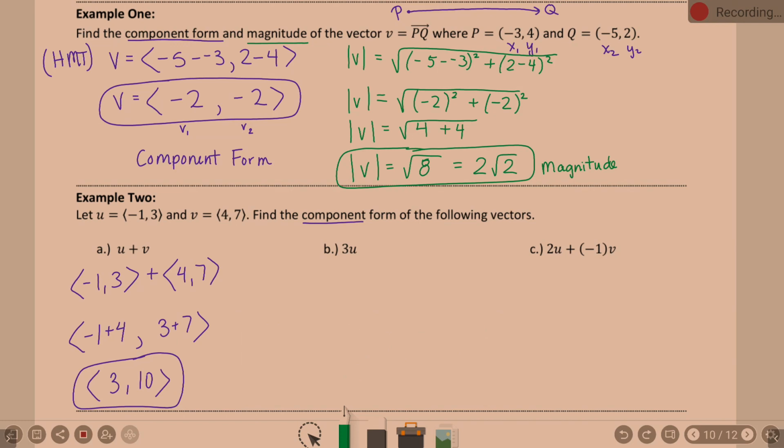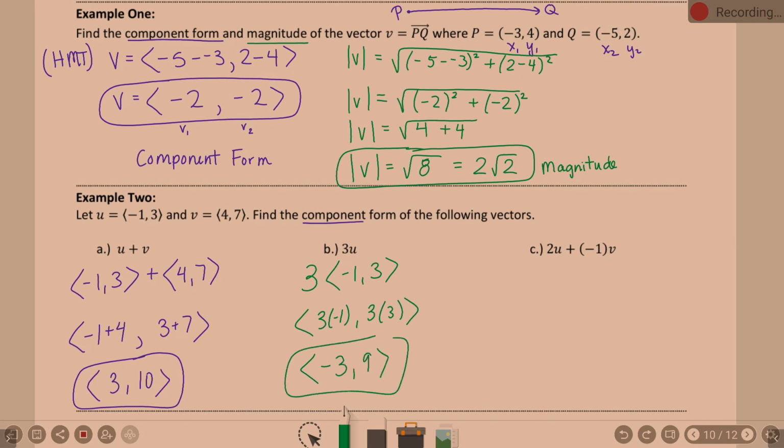B asks us to do 3u. So what's that saying we're going to do? Distribute. Yeah. You're going to do 3 times the vector -1, 3. If you look up above where it said when multiplying by a scalar or constant, scalar is another word for a constant, we simply distribute. So you're going to be doing 3 times -1 and 3 times 3. What do we get? The vector -3, 9.